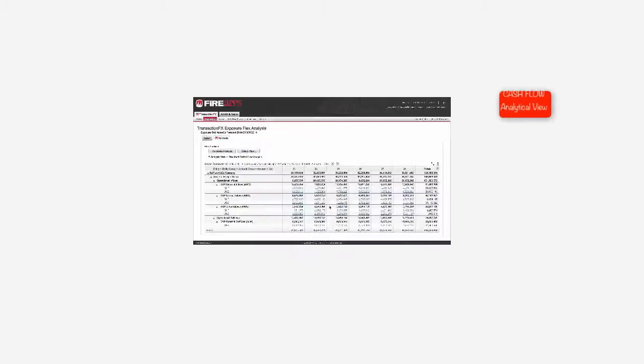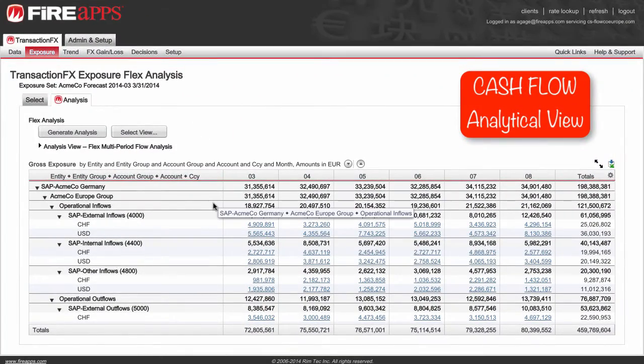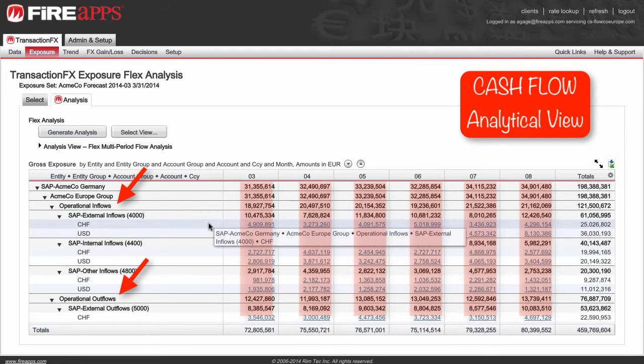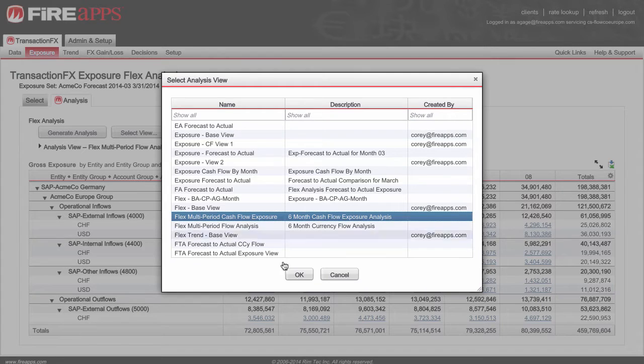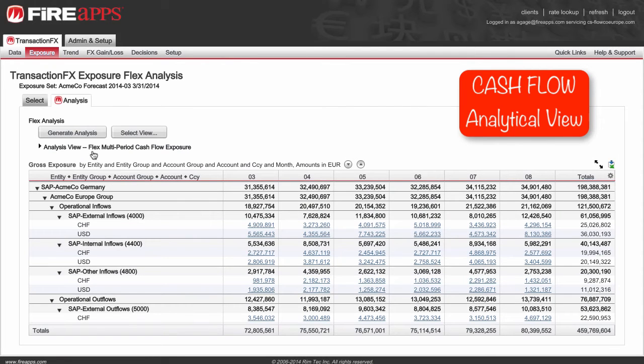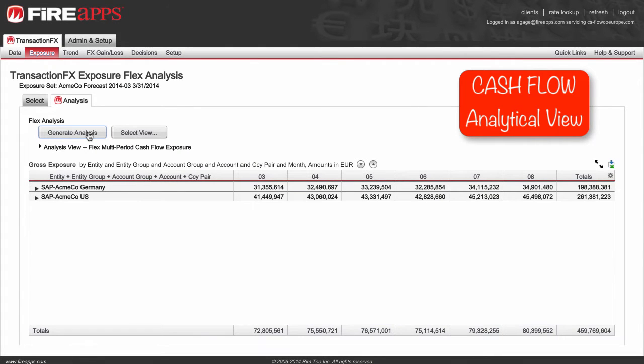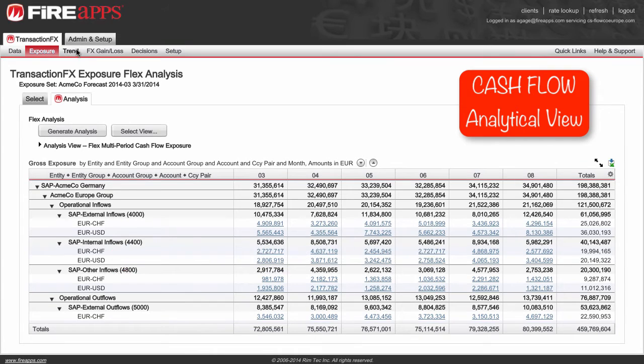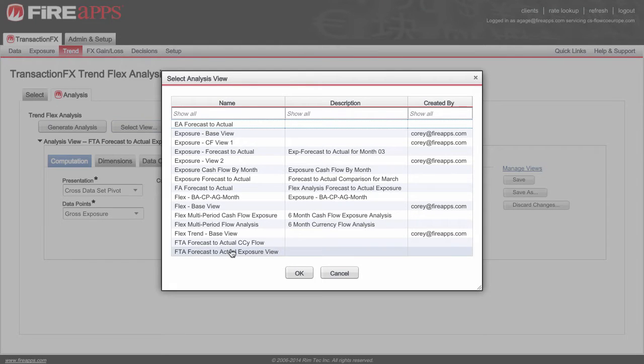In this view, you're looking at forecasted cash inflows and outflows over a 6-month period. You can take the same forecasted cash flows and begin to examine your exposure by currency pairs, relative to either transactional to functional currency or transaction to reporting currencies. Another important analysis within FiREapps is the ability to examine and understand how your forecasted cash flows changed over time in relation to your actual cash flows.